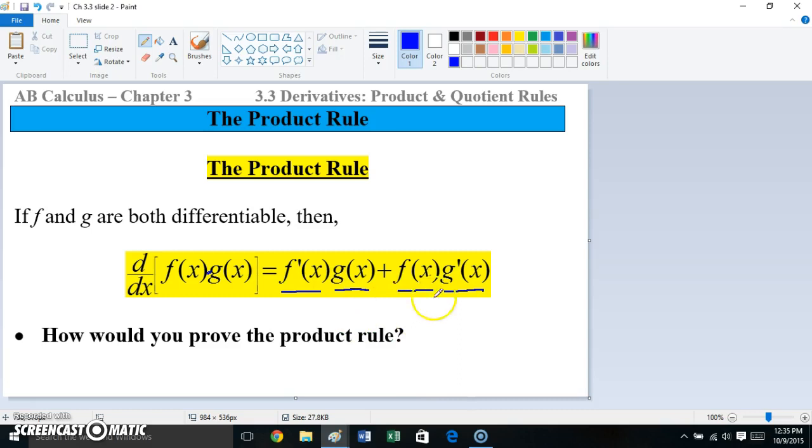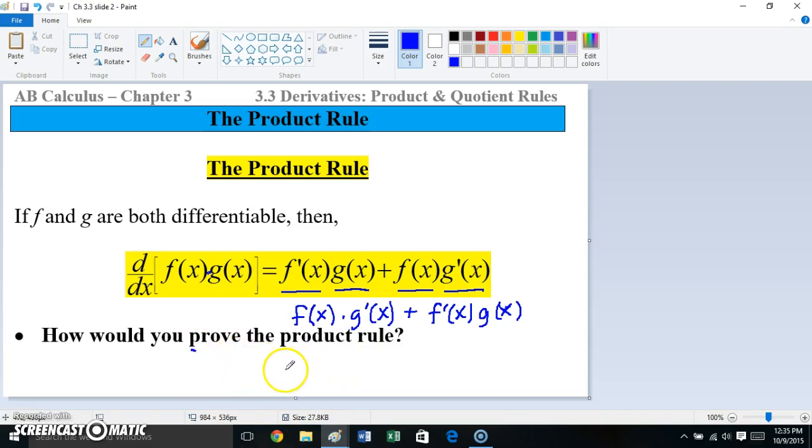Now it really doesn't matter how you order these. I could have said f of x times g prime plus f prime of x times g. Either way you write it, you'll get the same answer since we're adding the two products. Okay, so this is the product rule.